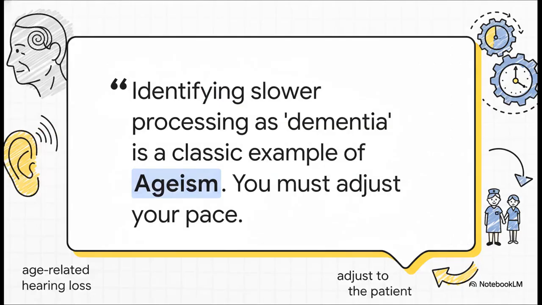And this right here, this hits the nail on the head. It's totally normal for processing speed to slow down a bit with age, just like hearing can change over time. But slower is not the same as dementia, not even close. So the big takeaway here is you, the nurse, have to be the one to adjust, slow down, give them a minute. If you rush, you're going to end up with the wrong answer.